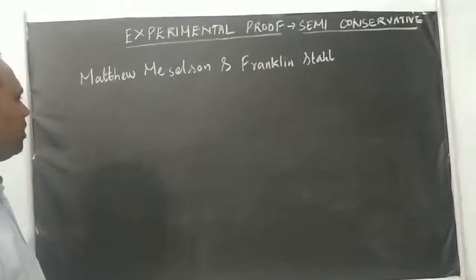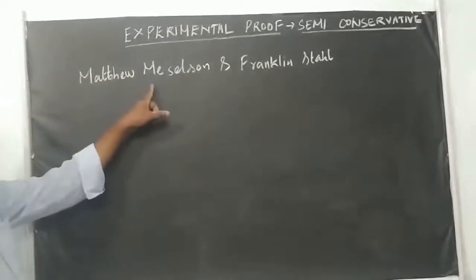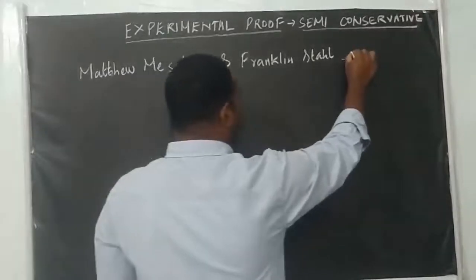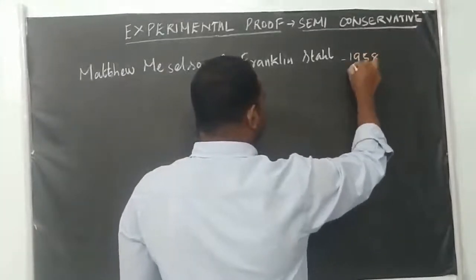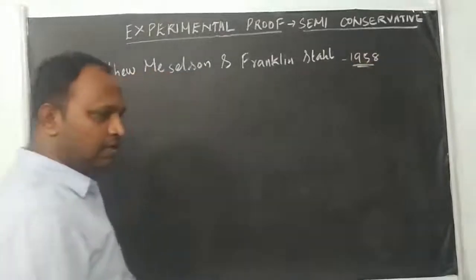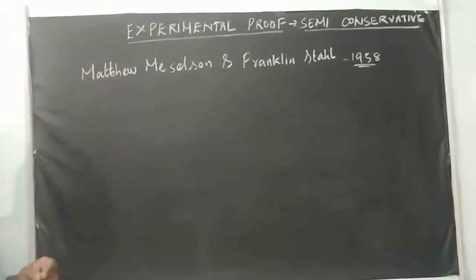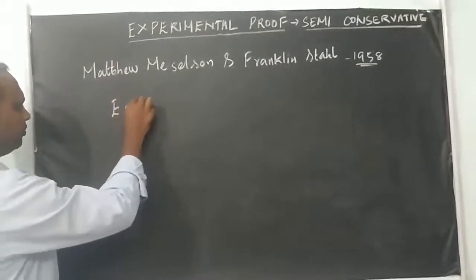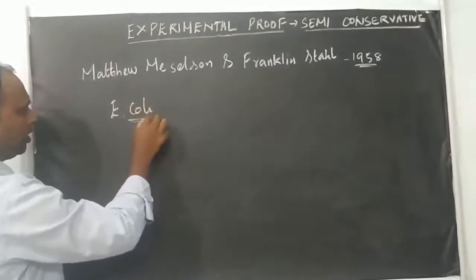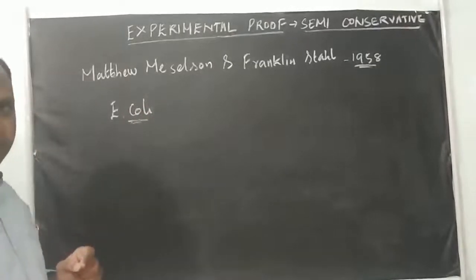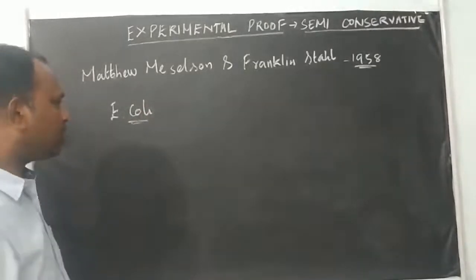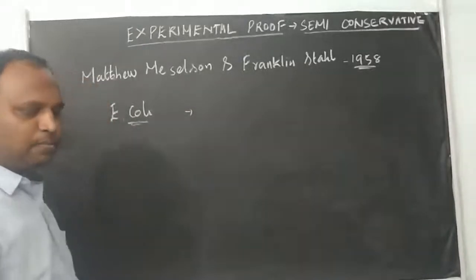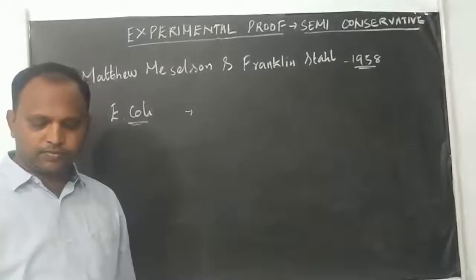So who conducted this experiment? Matthew Meselson and Franklin Stahl, in 1958. For this experiment, what did they use? They used E. coli bacteria. By using E. coli bacteria, they proved that DNA replication is semi-conservative. And they also used the normal and heavy isotopic forms of nitrogen for that experiment.